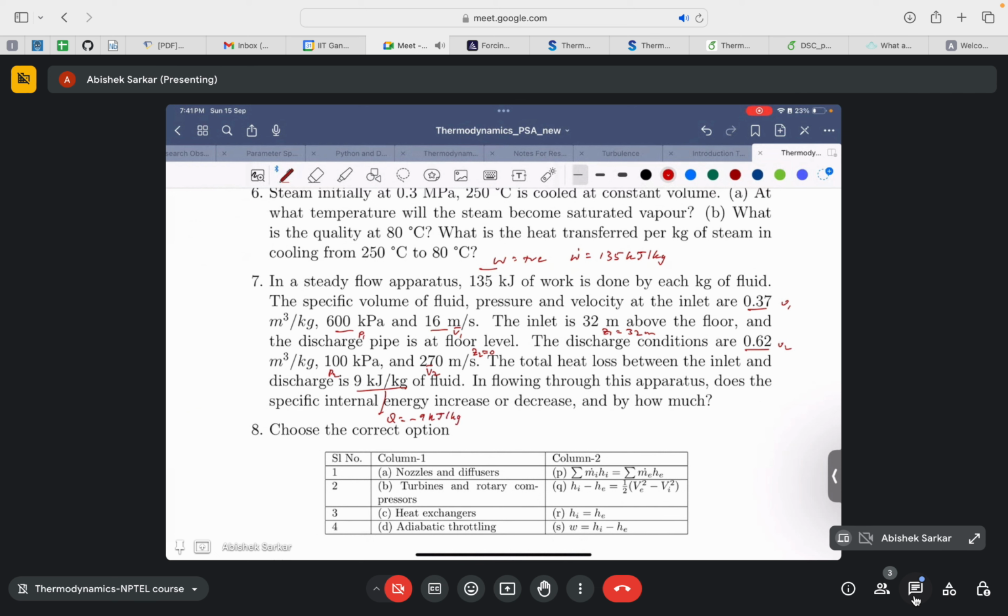In flowing through the apparatus, does the specific internal energy increase or decrease, and by how much? Okay, so you need to find out U2 minus U1. Is the question clear? It's again quite simple. It's just the application of the entire steady flow energy equation. Substitute the given values and find the net change in the internal energy. Is it clear?